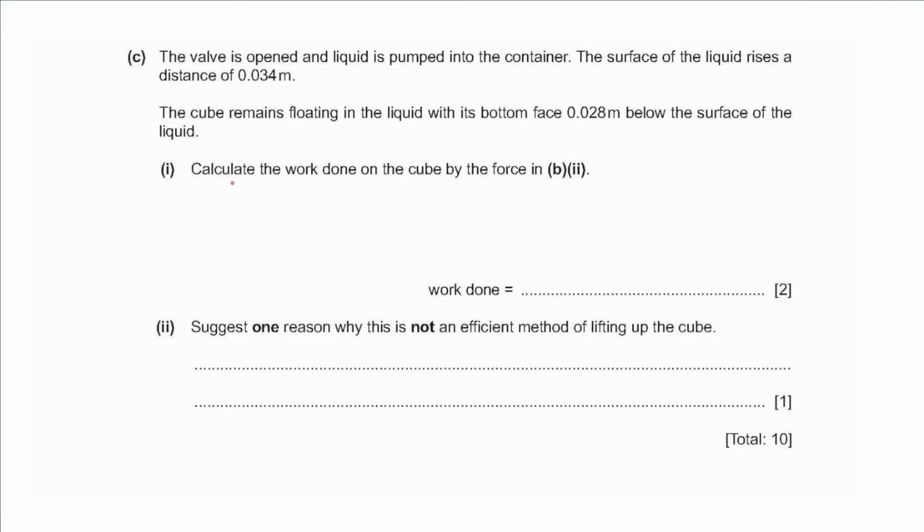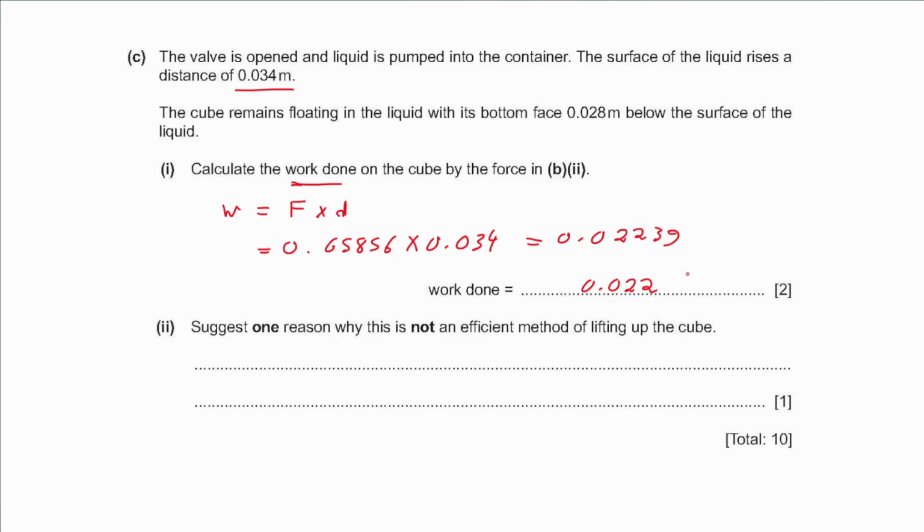Part C says the valve is opened and liquid is pumped into the container. The surface of the liquid rises a distance of 0.034 meters. The cube remains floating in the liquid with its bottom face at 0.028 meters below the surface of the liquid. Calculate the work done on the cube by the force in B double I. So we use work equals force multiplied by the distance, and the force was equal to 0.65856. Then we multiply that by 0.034. The answer here is 0.02239, which we can approximate to 0.022, and the unit for work is joule.